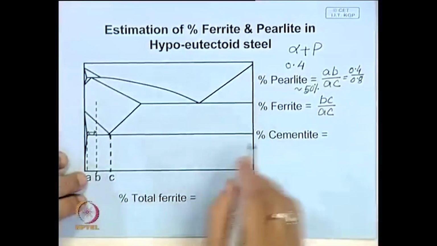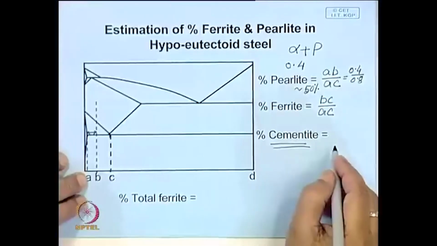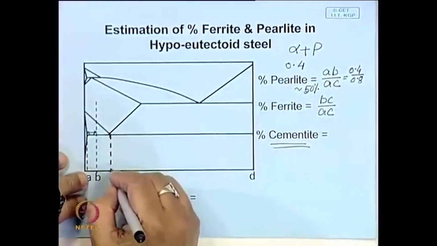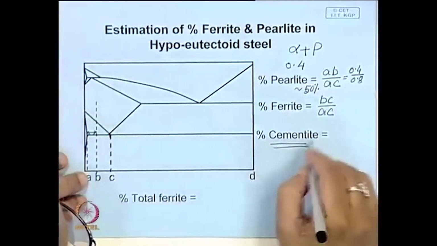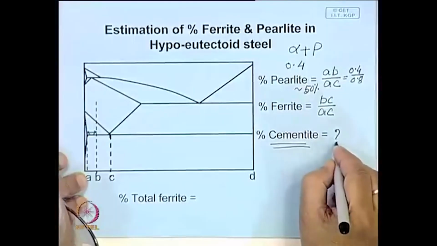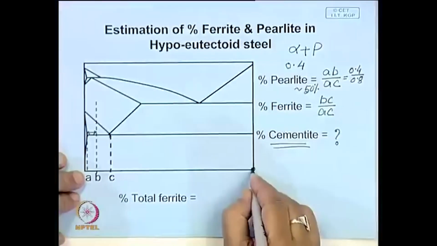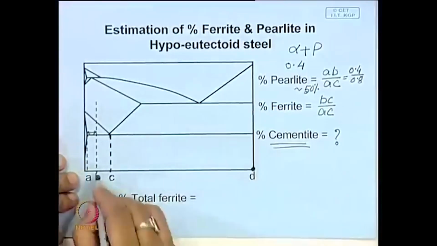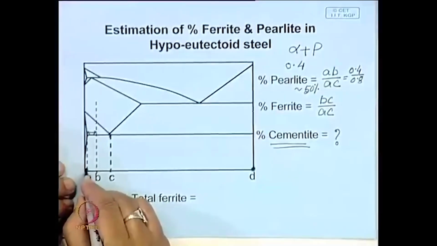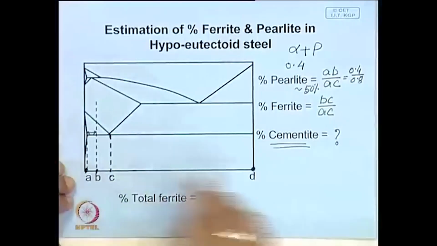Now, it is also possible to find out the total amount of cementite. Cementite is present only within the eutectoid structure, and I leave it to you to find out the percentage of cementite. Here also you will apply the lever rule, and cementite composition is given by this point, and for ferrite you ignore the solubility of carbon, so ferrite composition is given by this point, and this is the composition of the steel.